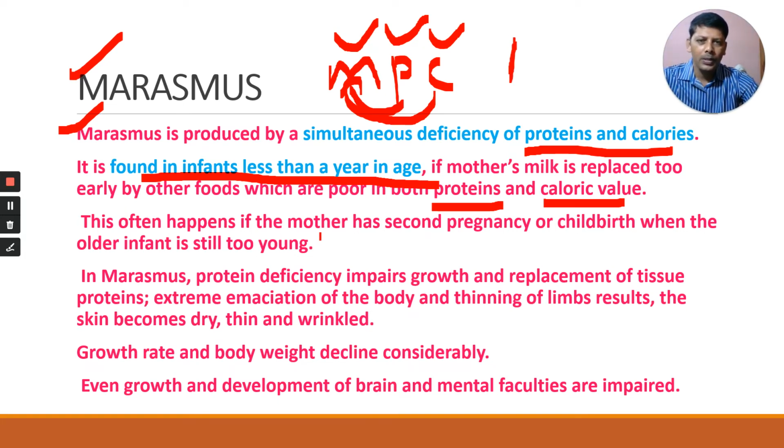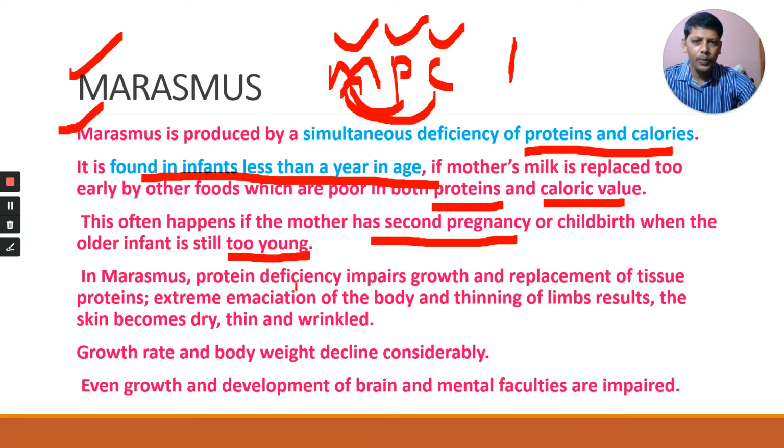This often happens if the mother has a second pregnancy immediately, or childbirth when the older infant is still too young. If a woman gives birth to a first child and conceives immediately, milk production stops in her mammary glands. Therefore, she cannot feed the baby.